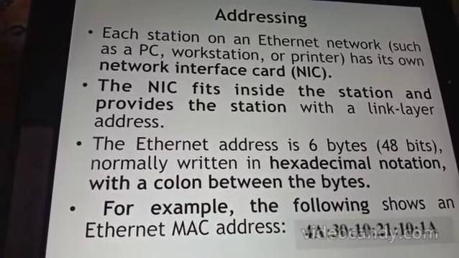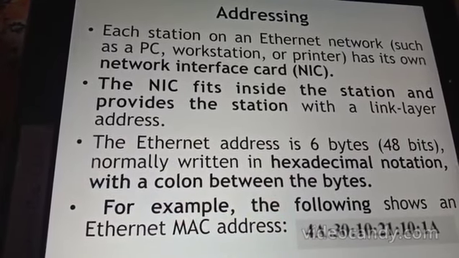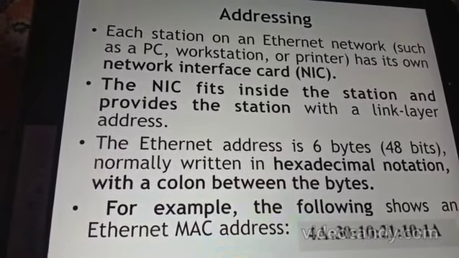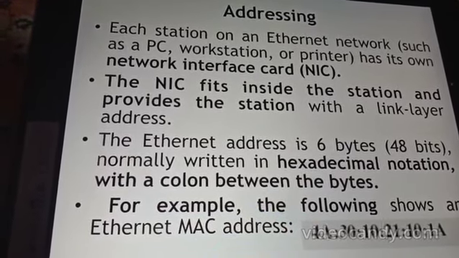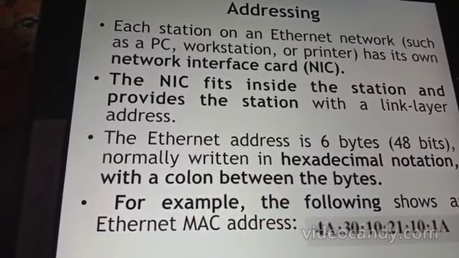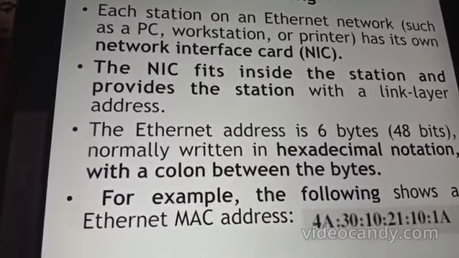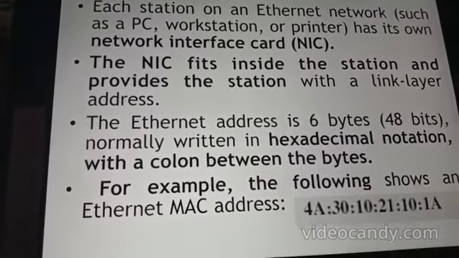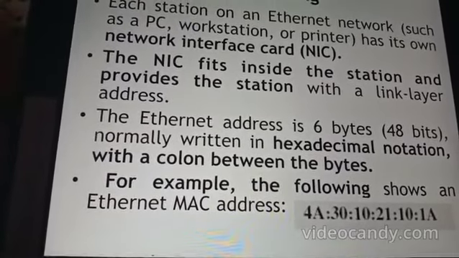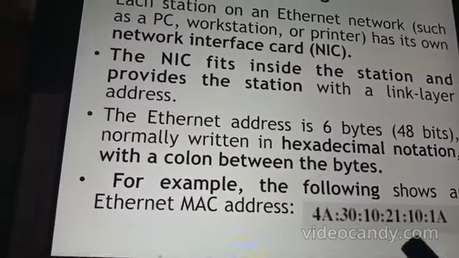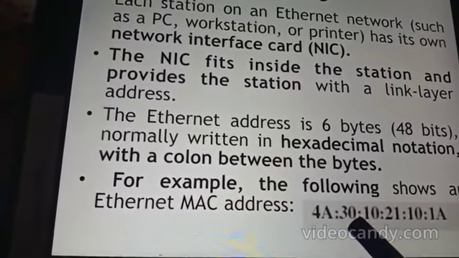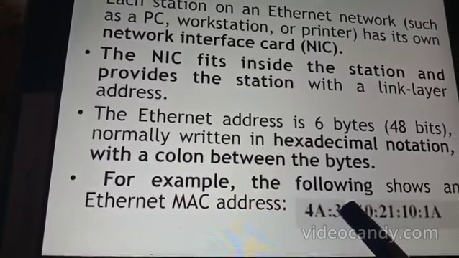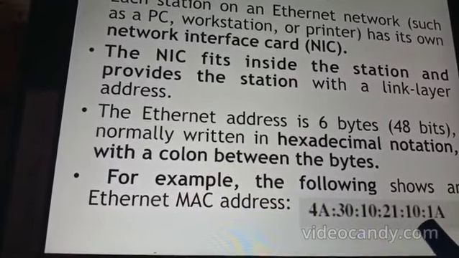Basically, each Ethernet network has its own network interface card, which we call the NIC. This NIC fits inside each and every station, and provides the link layer address of the station. The addressing is 48 bits in length, normally called 6 bytes, and the representation is in hexadecimal digits separated by colons. Each pair of hexadecimal digits forms 1 byte of information. So there are 6 bytes of address separated by colons.